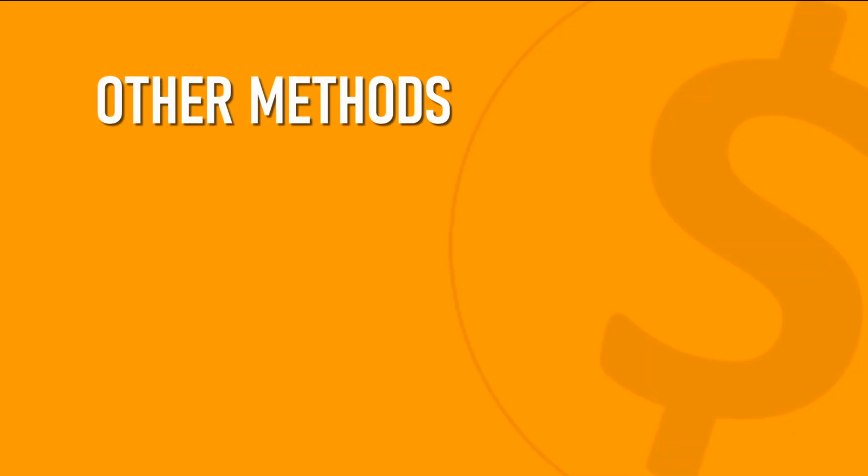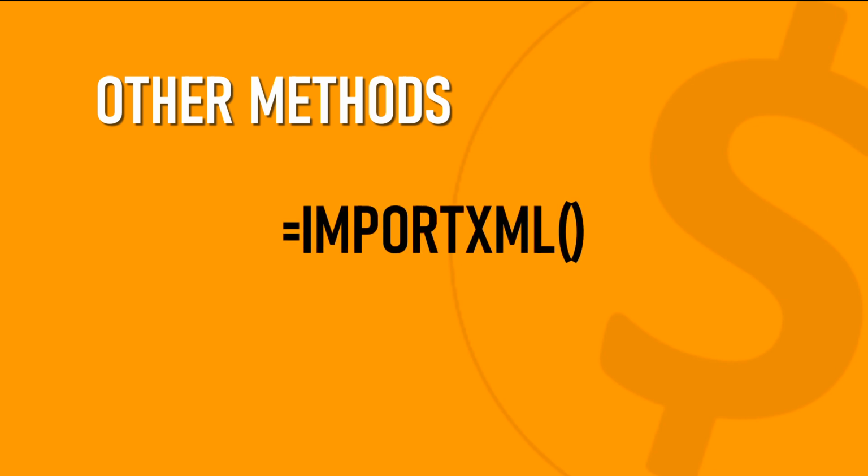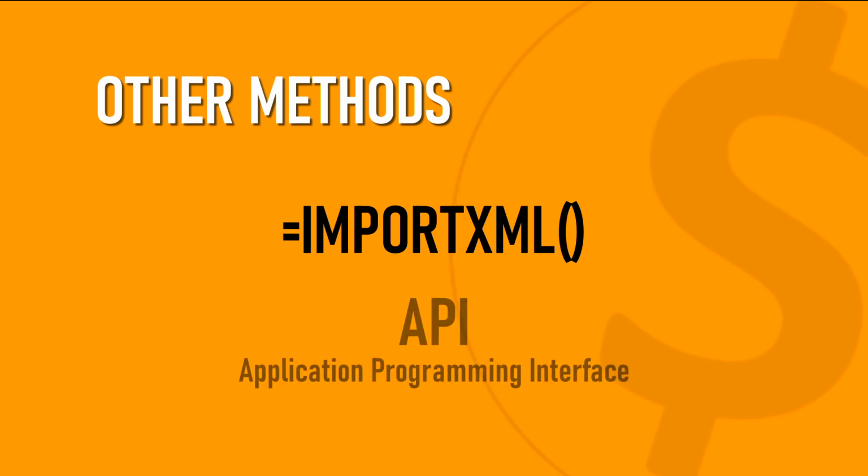Comparison to other methods. In the past, some users have relied on IMPORTXML or other web scraping techniques to pull stock data. However, these methods often struggle with dynamic content and can break easily when the structure of a web page changes. On the other hand, APIs are reliable but require a level of programming knowledge that may not be practical for most users. GoogleFinance strikes a perfect balance between ease of use and functionality, making it accessible to everyone, regardless of technical background.